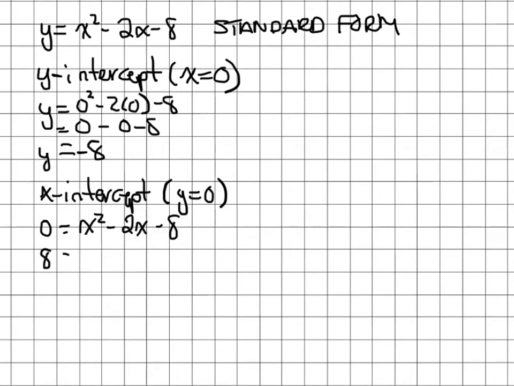So I have 8 equals x squared minus 2x. Well, now what do I do? I've got an x squared and a 2x term, and I can't really combine these two because they aren't like terms. And so this is where I get kind of stuck, and we're not really able to find the x-intercepts in this form.